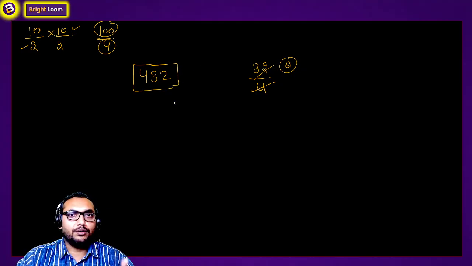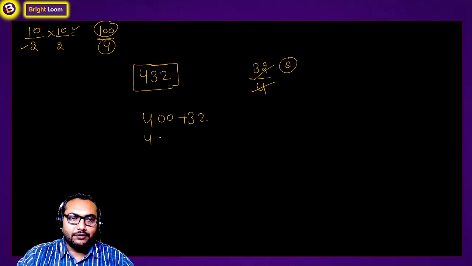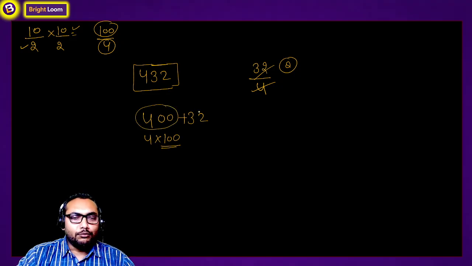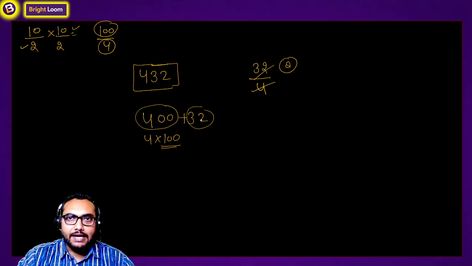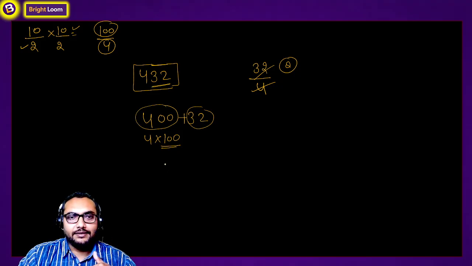Now what is the logic? I can write 432 as 400 plus 32. Here 400 is 4 times 100, and 100 is completely divisible by 4, which means 400 itself is completely divisible by 4. Now what are we left with? We are left with 32. And what is it? Here 3 and 2 are the last two digits of the number. So this is the concept.